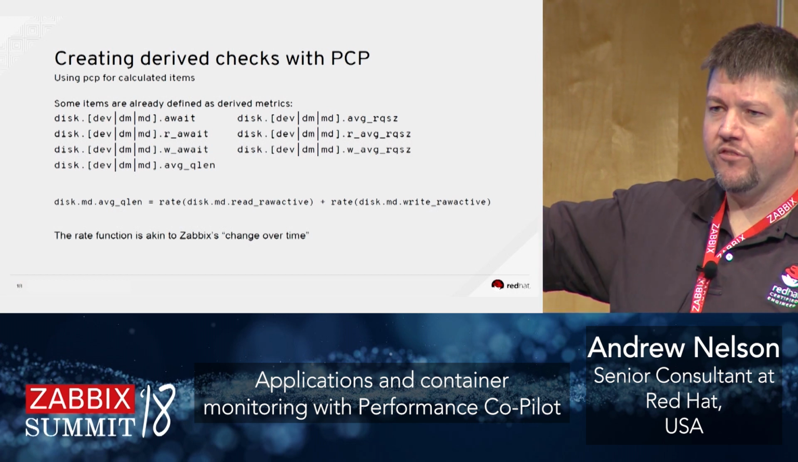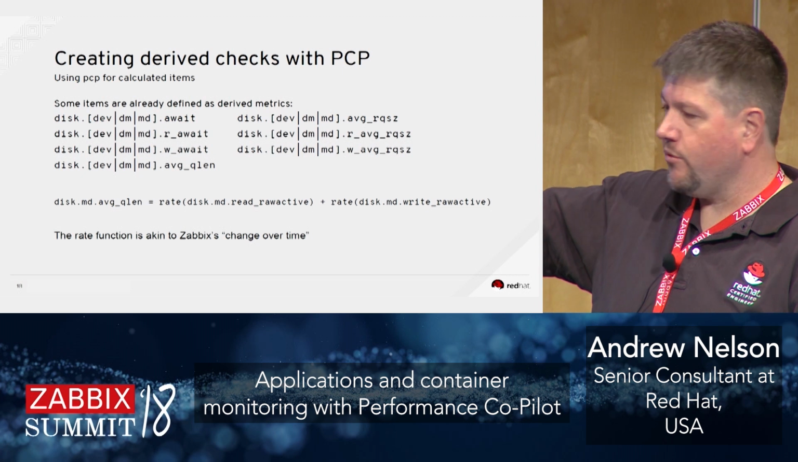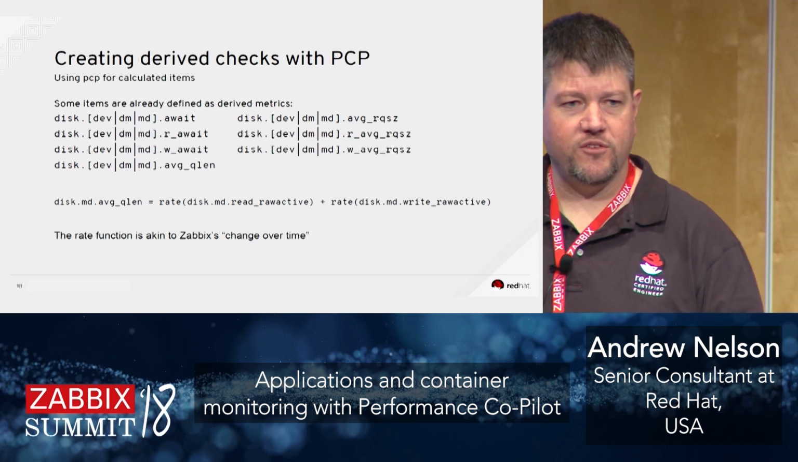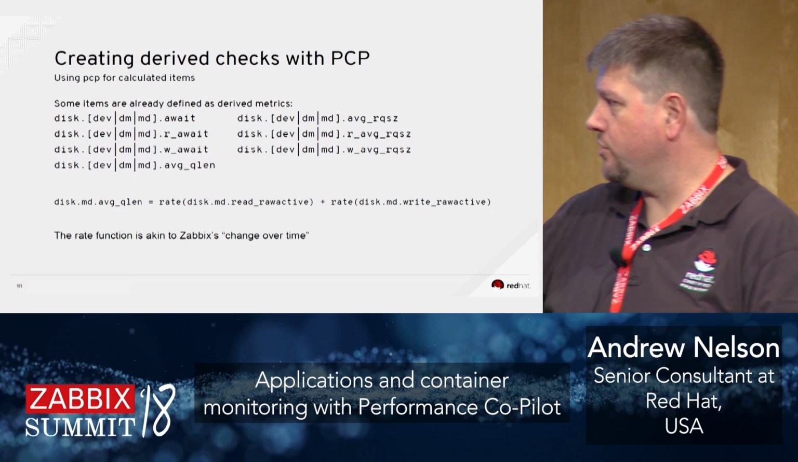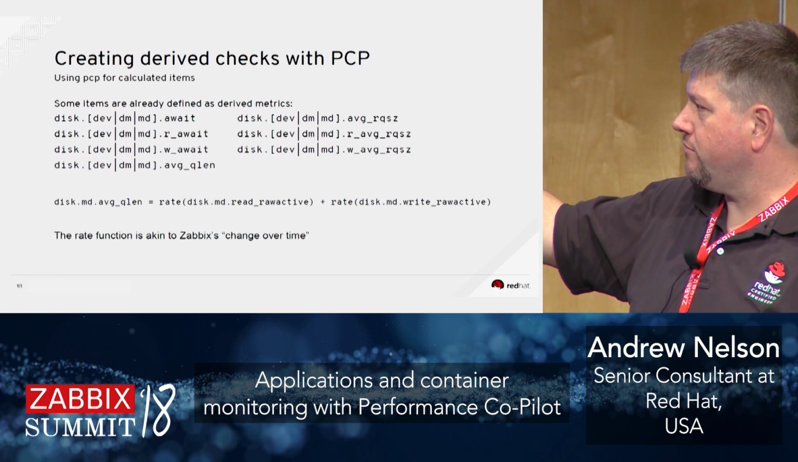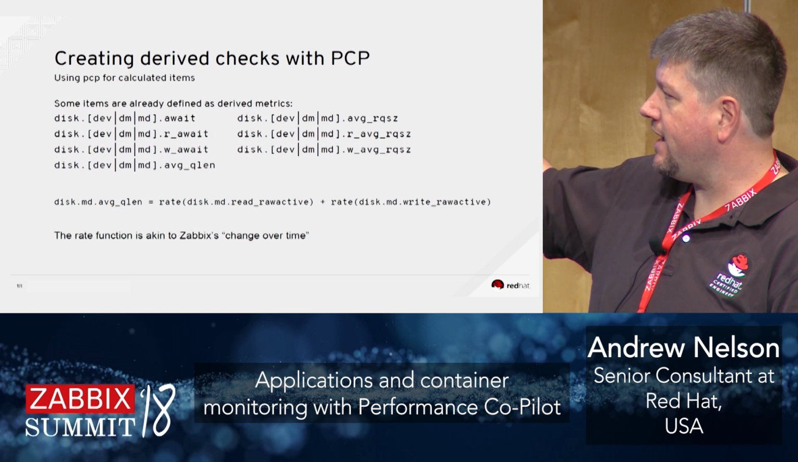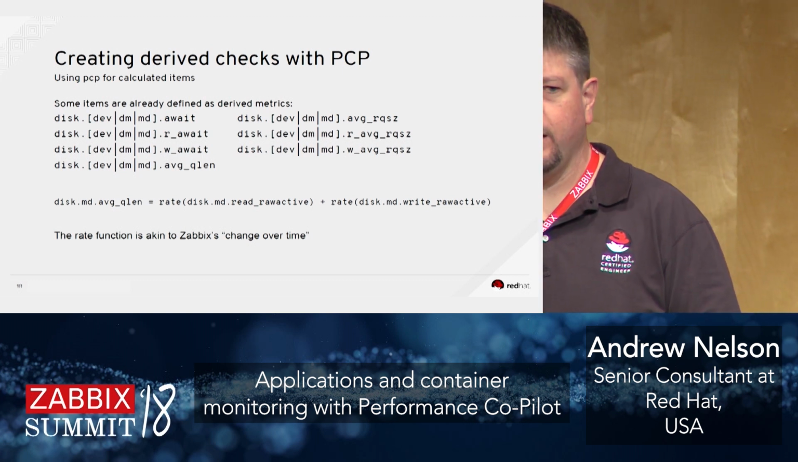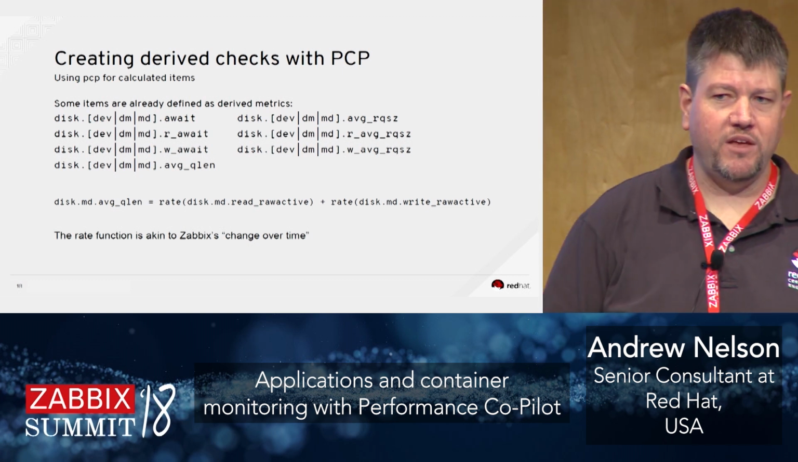But one of the ones I also noted here was the rate one, which is kind of akin to Zabbix's change over time. So essentially we're looking at what's the average queue length. It's basically read, write active, and write actives over a period of time. What's the total based on the time you get.